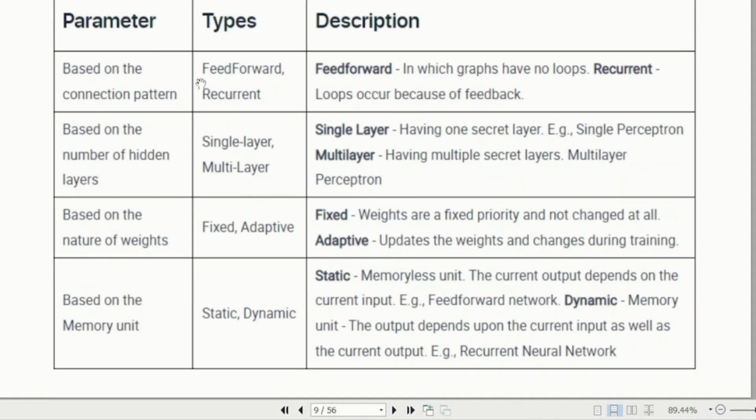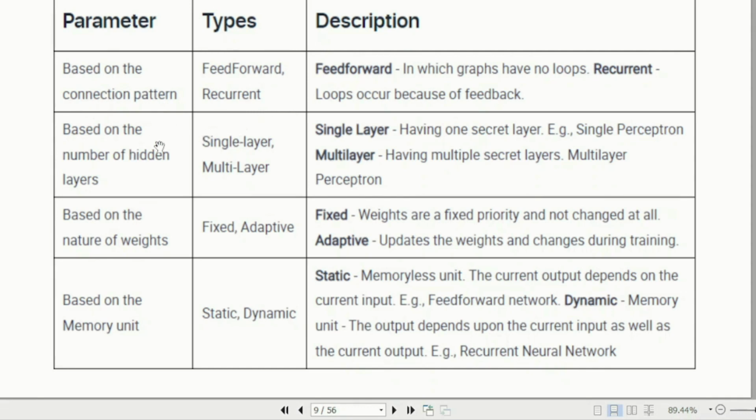So we have divided according to the parameters. Based on the connection pattern, ANN is divided into two types: feed forward and recurrent. In feed forward, graphs have no loops, and in RNN, that is recurrent, a loop occurs because of the feedbacks. These are the differences between the two types based on the connection pattern: forward and loop based.